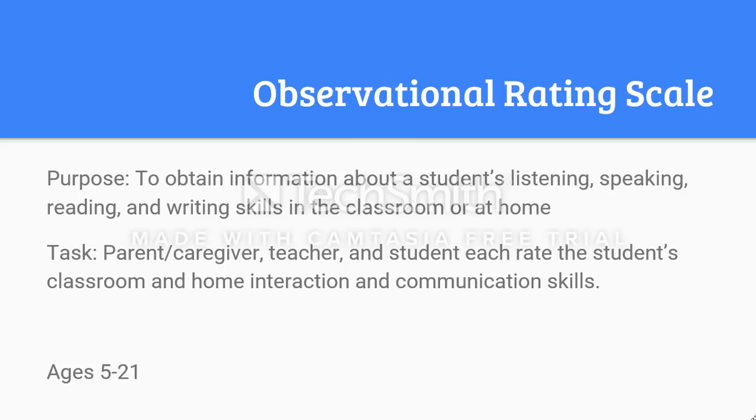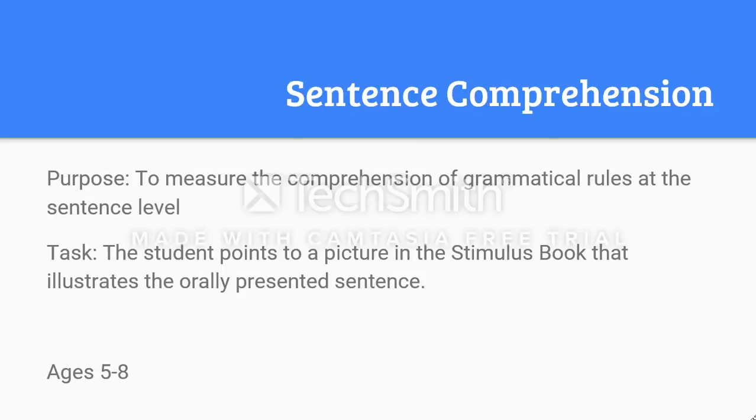Okay, so this first component of the CELF 5 is called the Observational Rating Scale. It is an optional rating scale that can be completed by the parent, teacher, or the student to provide more information about the student's communication abilities and skills in different settings such as the classroom or at home. And this would be appropriate for ages 5 to 21.